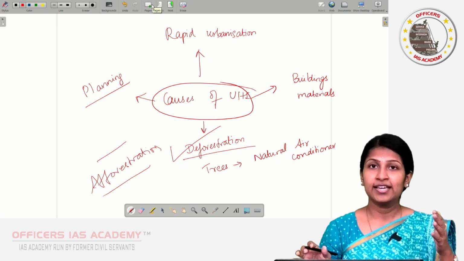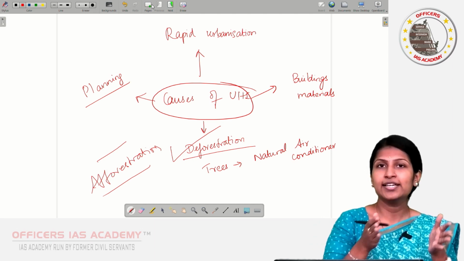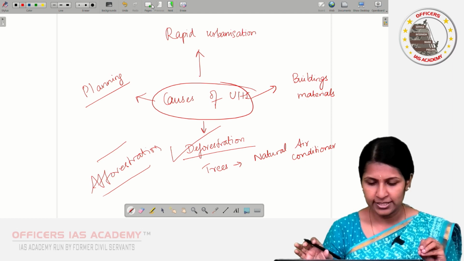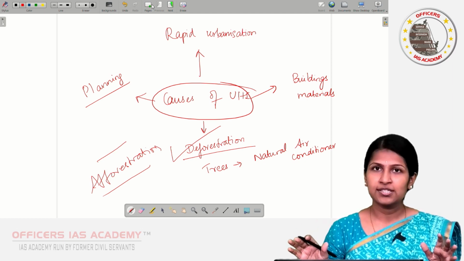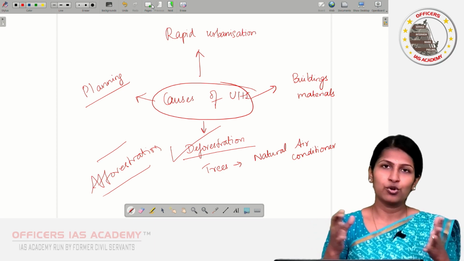So having discussed the impacts of the urban heat islands, it is important to discuss what are the potential mitigation strategies that can be adopted in order to tackle this phenomenon of urban heat islands. So what can be done? We can start increasing the number of trees, that is, more afforestation strategies can be planned, so we can start planting more number of trees.